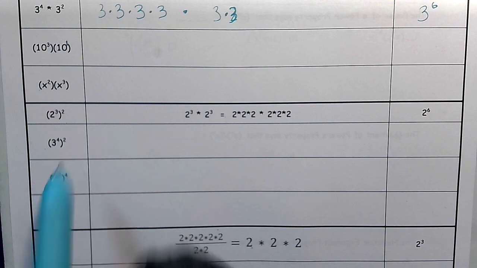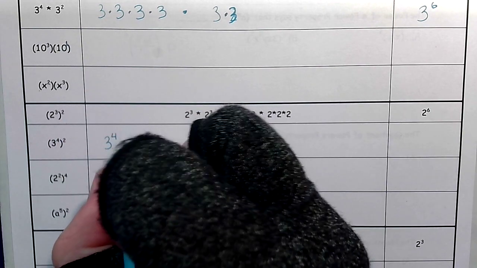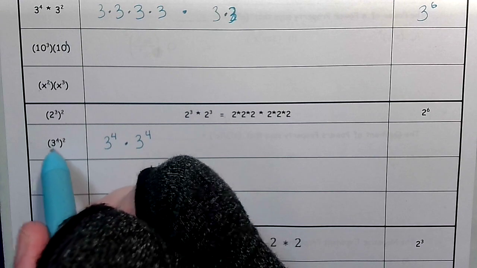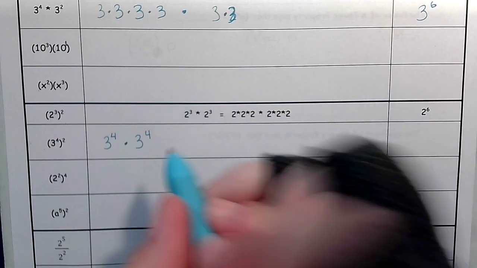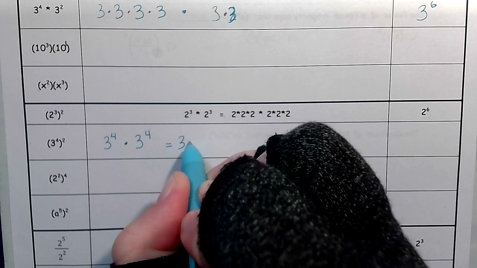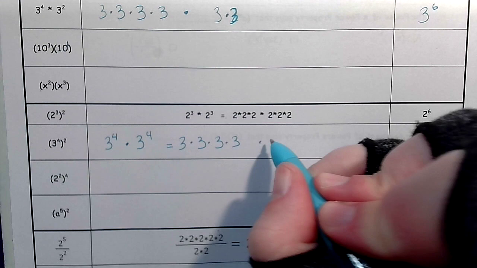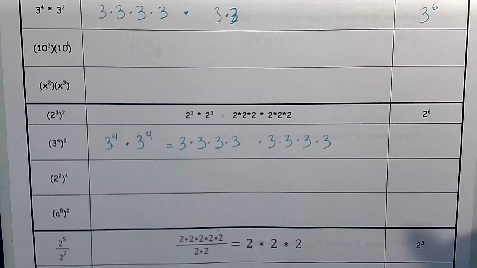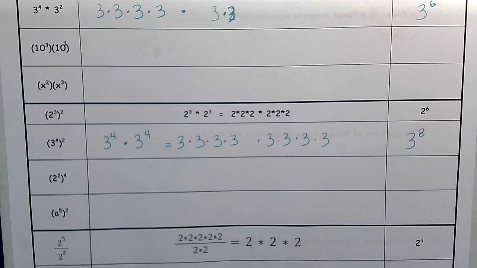Now again, I'm going to give another example. So 3 to the fourth to the second is going to be 3 to the fourth times 3 to the fourth, because we're multiplying the 3 to the fourth by itself twice. So that's going to be 3 times 3 times 3 times 3, 3 times 3 times 3 times 3, for a total of 8 3's multiplied together.